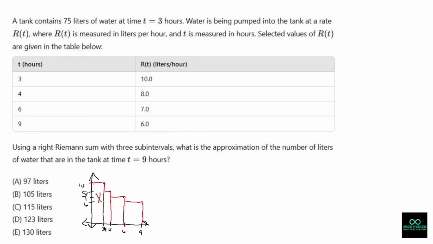We know that between 3 and 4, you are a length of 1 with a height of 8. So I'm going to use that. I know between 4 and 6, you are a length of 2 with a height of 7. And between 6 and 9, you are a length of 3 with a height of 6. So I'm going to calculate the 3 areas of these rectangles right here: 1 times 8 plus 2 times 7 plus 3 times 6. Now 8 plus 14 plus 18 is going to be 40.